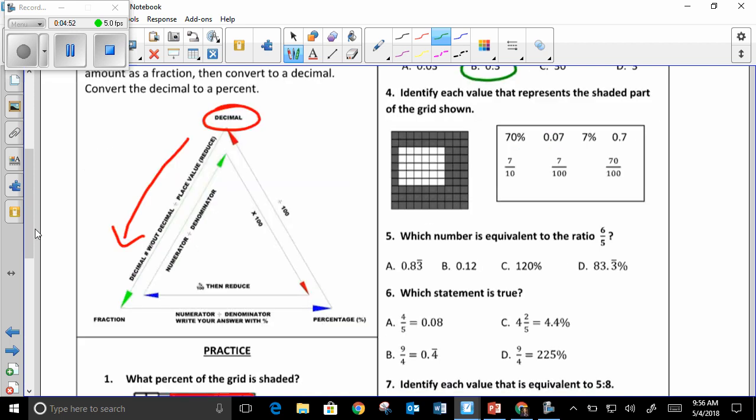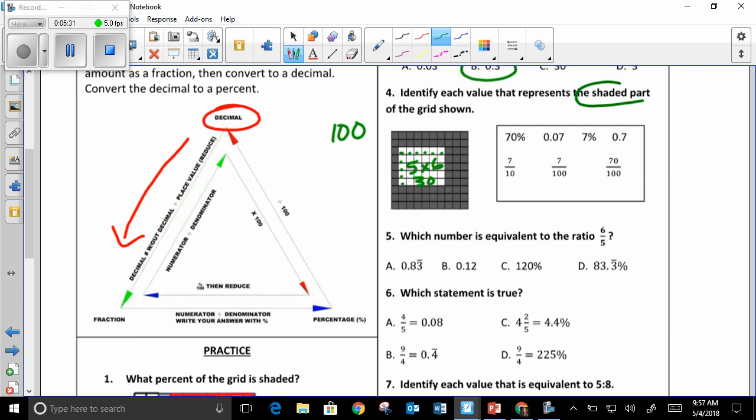Number 4, identify each value that represents the shaded part. How did you figure out this one? What do you have to do? Okay. How many boxes is it all together? 100 boxes all together. So you have 100 boxes. How many of them are white? 1, 2, 3, 4, 5, 6. 1, 2, 3, 4, 5. So a 5 by 6 tells me what? 30 boxes. 30 boxes are white.